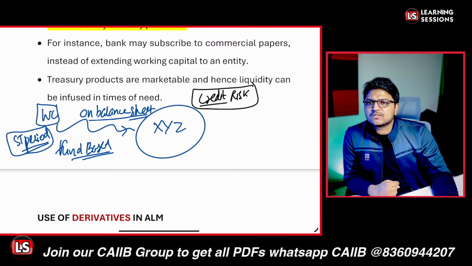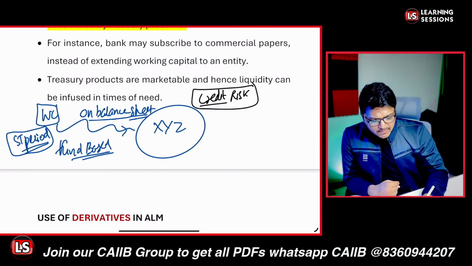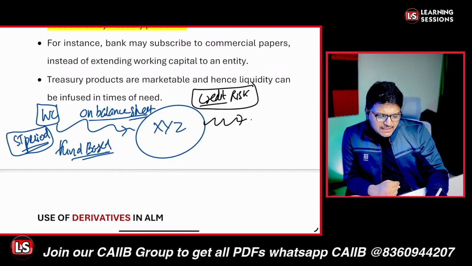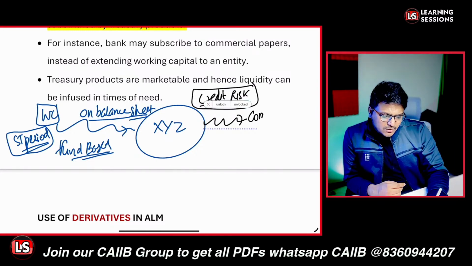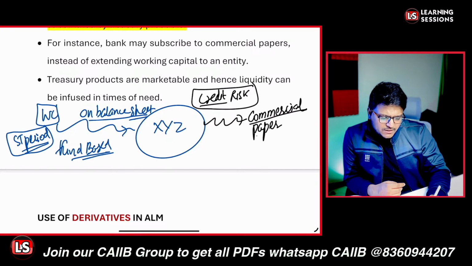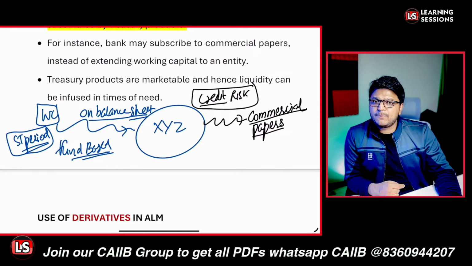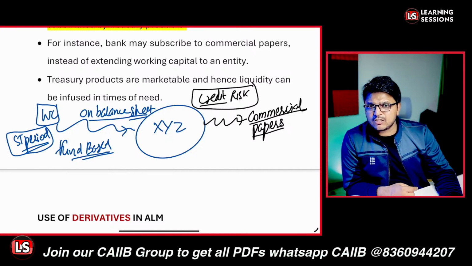Now for that particular case, what can be done? The treasury may be subscribing to the commercial papers, because the commercial papers are unsecured money market instruments, which are issued in the form of promissory notes. These are the commercial papers we are talking about. I've already given a lecture related to the commercial papers before. We have learned the different products of the treasury over there, where we have covered the commercial papers too.